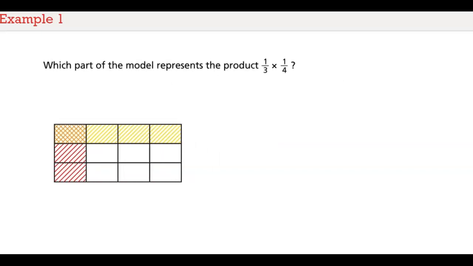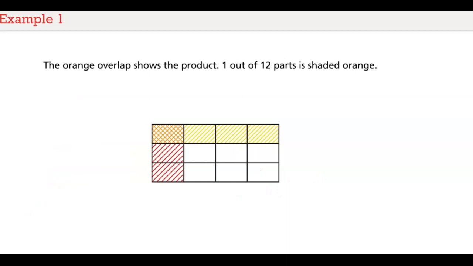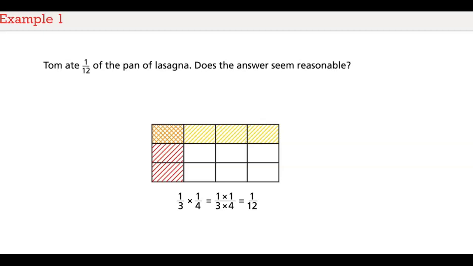Which part of the model represents the product 1/3 times 1/4? Select your answer. The orange overlap shows the product. 1 out of 12 parts is shaded orange. Tom ate 1/12 of the pan of lasagna.